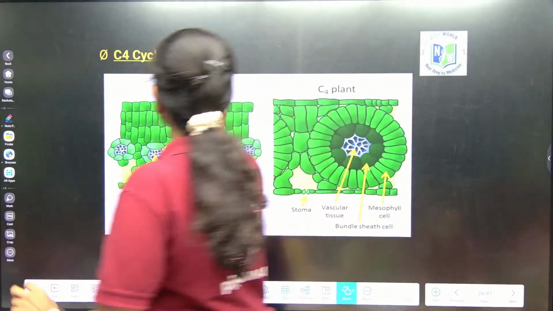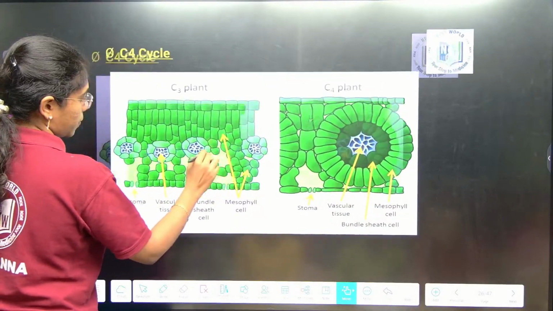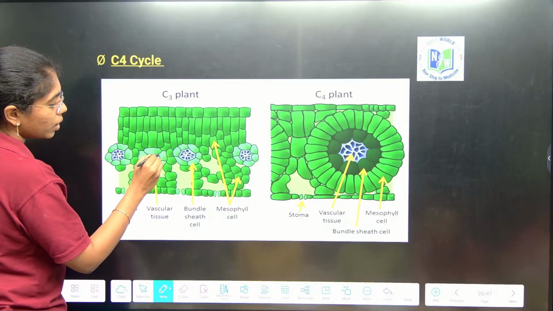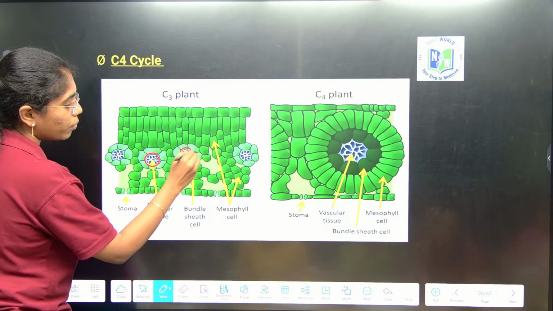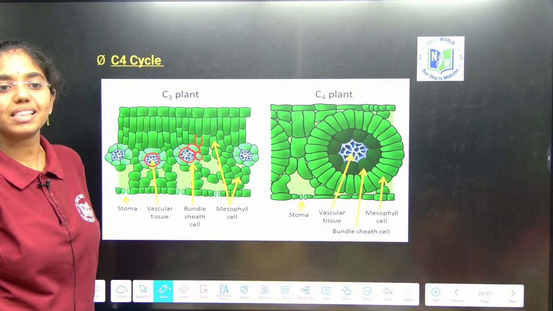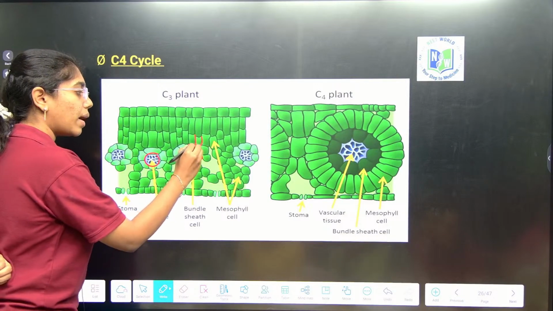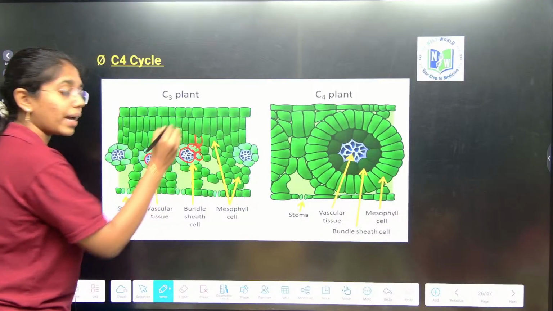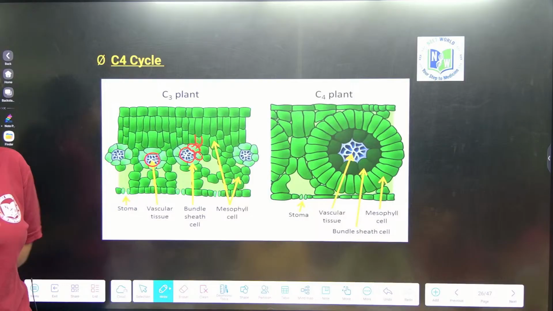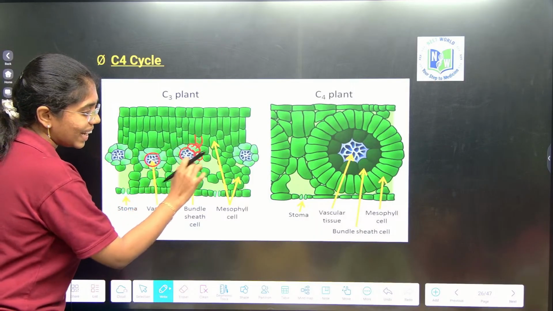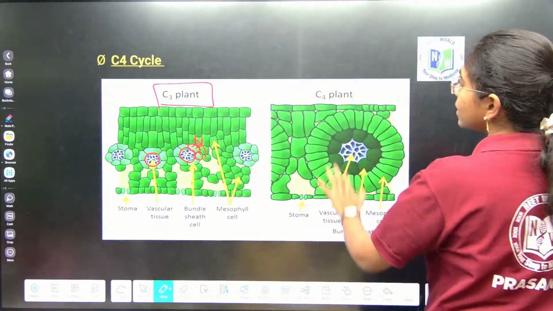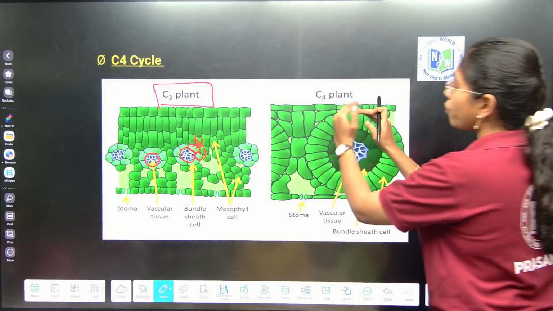So here in C3 plants, adjoining the vascular bundles, you have what? Bundle sheath cells. These bundle sheath cells are connected to mesophyll cells also. How are they connected? Bundle sheath cells and mesophyll cells are connected via plasmodesmatal connections. We have learnt about plasmodesmatal connections, right? There is only a single layer of bundle sheath cells in C3 plants, whereas in C4 plants, these bundle sheath cells form like a garland.